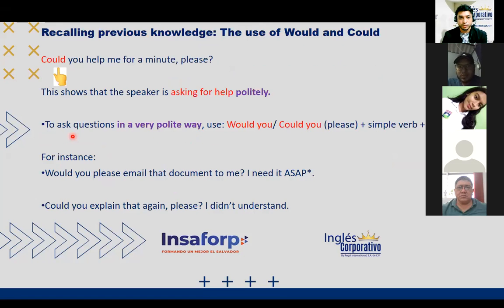Okay, remember that we use could to ask for something in a polite way. Do you know what is polite? In a polite way, in Spanish, in a forma educada, polite way, amable.